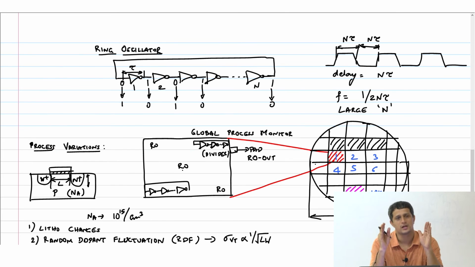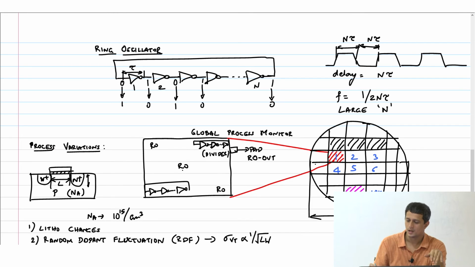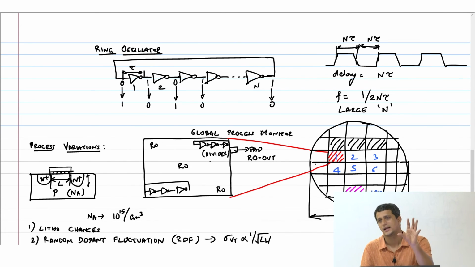So ring oscillator is primarily used as a process monitor, both for within die variations. This is called a within die variation. Within the die, two different points can have different variations, right? It is also used as a global process monitor in the sense that every transistor on that die will basically have the same variation, but it can change from die to die. Okay.